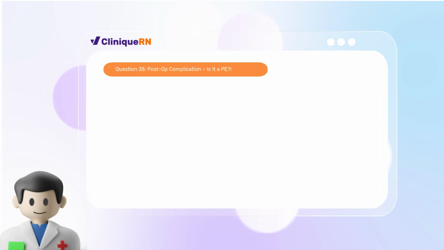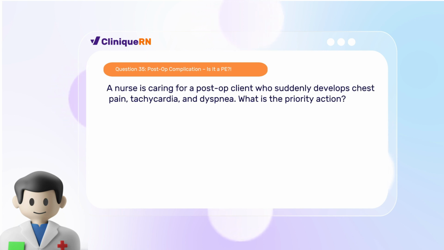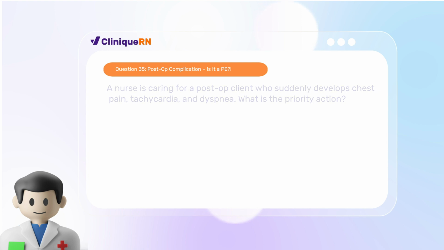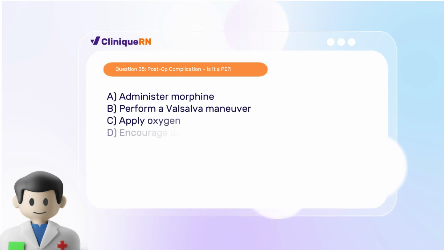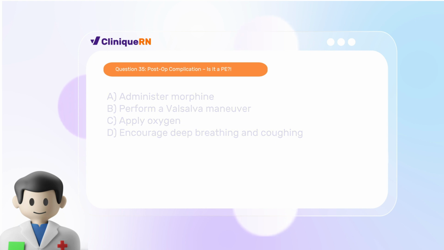Question 35. Post-op complication. Is it a PE? A nurse is caring for a post-op client who suddenly develops chest pain, tachycardia, and dyspnea. What is the priority action? A. Administer morphine. B. Perform a Valsalva maneuver. C. Apply oxygen. D. Encourage deep breathing and coughing.